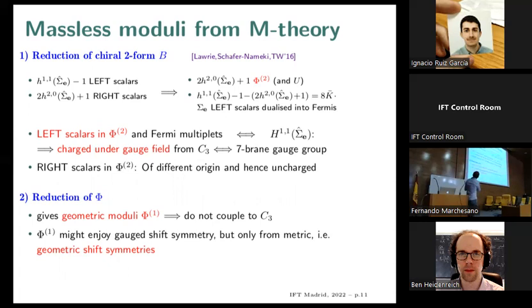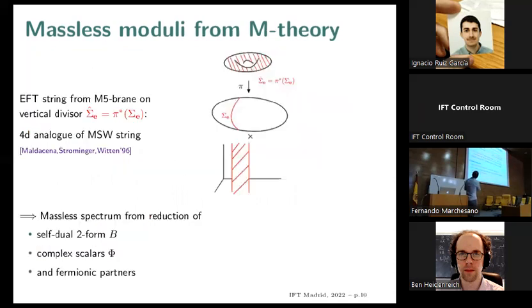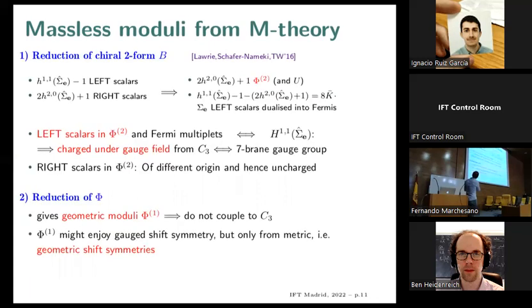in F theory, because if you reduce the three form of M theory with respect to h11, then you get the U(1)s of the seven brane gauge theory. So this microscopic picture explains why only a certain set of these scalars actually contributes, and this is what allows us to sharpen the bound.